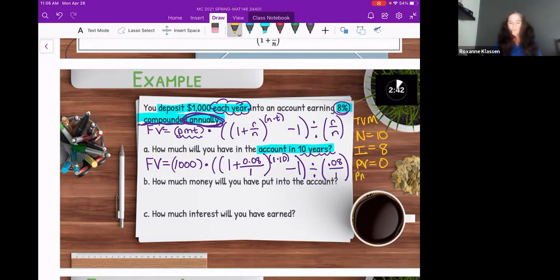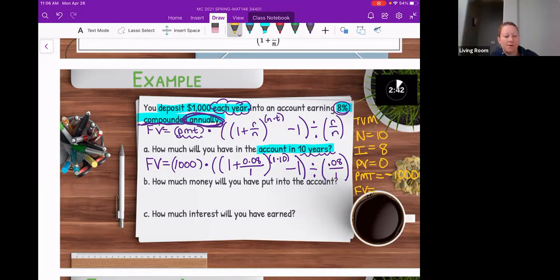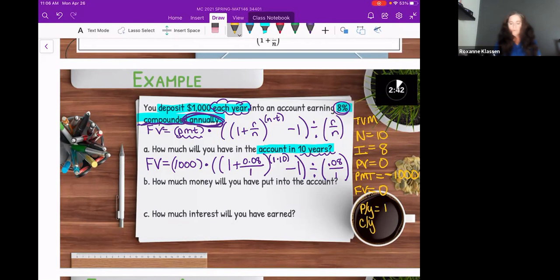And now this is the new piece, PMT. We're going to put in -$1,000. Why would I put in -$1,000 for PMT? Because it's money that's going away from you. Yeah, I have to pay that. Giving it away. So, since it's a payment, I'm going to put in -$1,000. For FV, I'm going to put in 0. That's what we're looking for. And then PY and CY will both be 1 since it's just compounded annually. Yes, it says compounded annually, so n is 1.